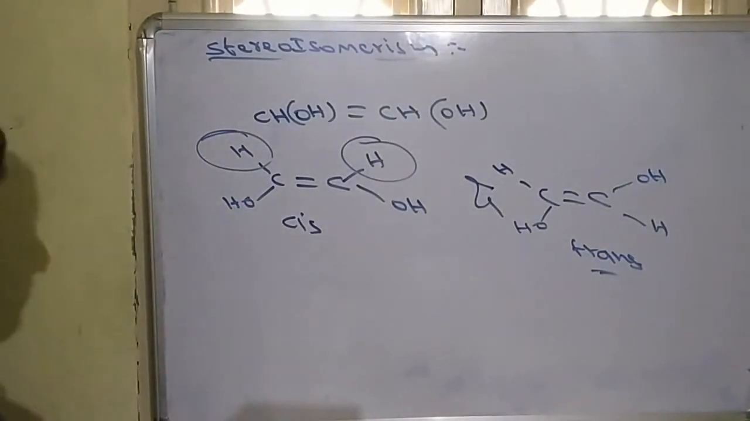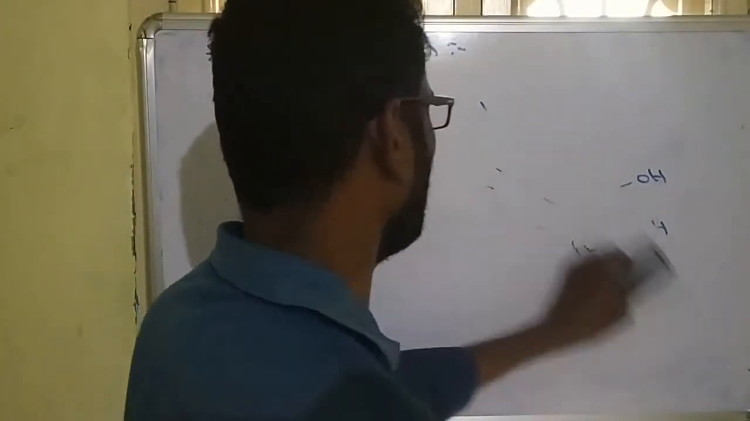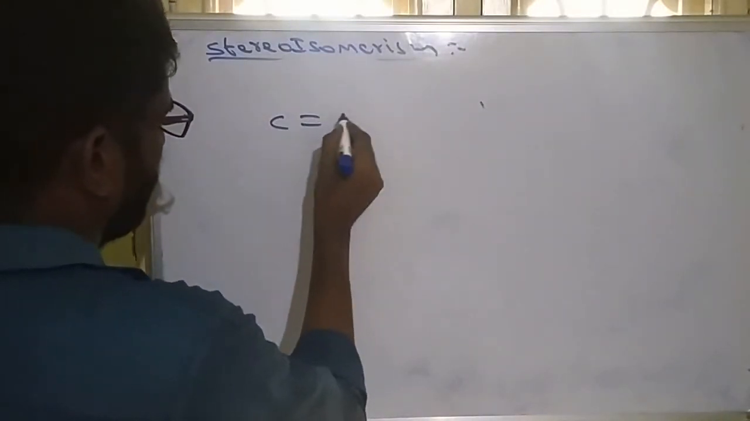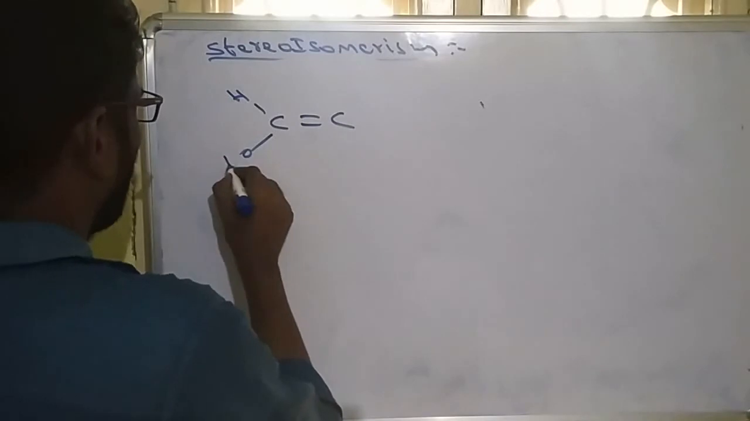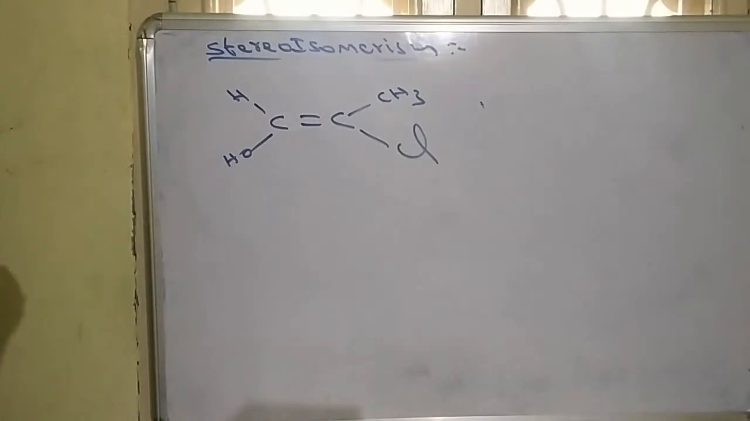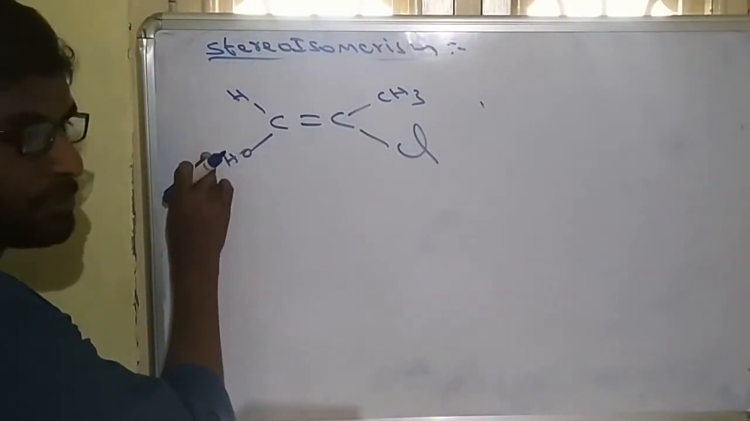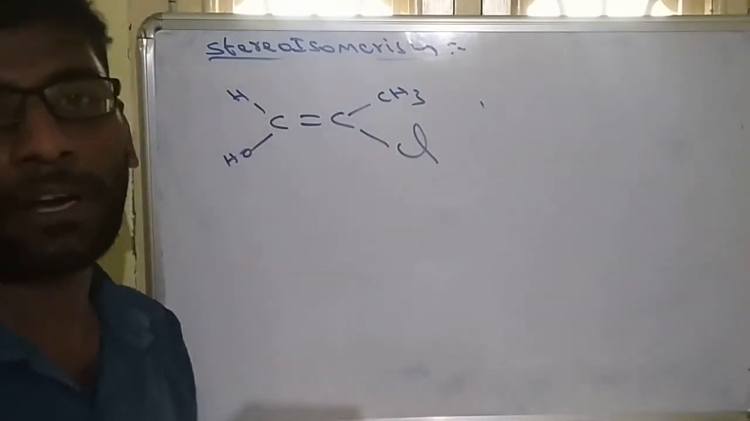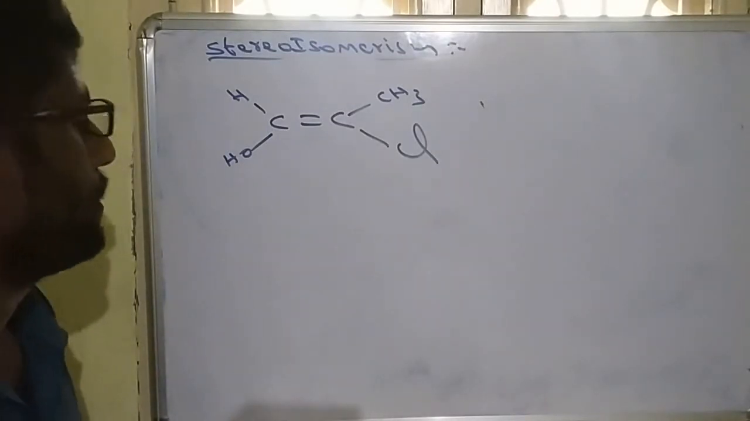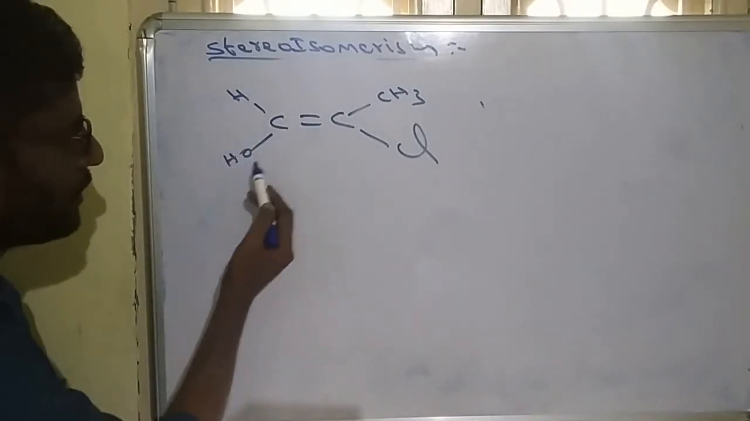But if the molecule does not contain any similar substituent, then what will happen? See this molecule. So this will exhibit geometrical isomerism or not? Definitely it will exhibit. A double bond is there, different substituent, different substituent. So it will definitely exhibit geometrical isomerism. But we have to identify which one it is, cis or trans. We cannot observe it directly. See this, is any similar one there? No similar one. H, OH, CH3, Cl.